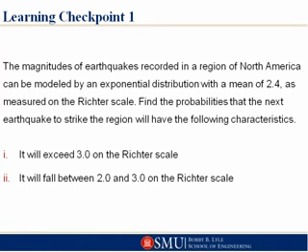Learning checkpoint. Magnitudes of earthquakes recorded in a region of North America can be modeled by an exponential distribution with a mean of 2.4 as measured on the Richter scale. Find the probabilities that the next earthquake to strike the region will have the following characteristics. First, find the probability that it will exceed 3.0 on the Richter scale. Second, find the probability that it will fall between 2 and 3.0 on the Richter scale.